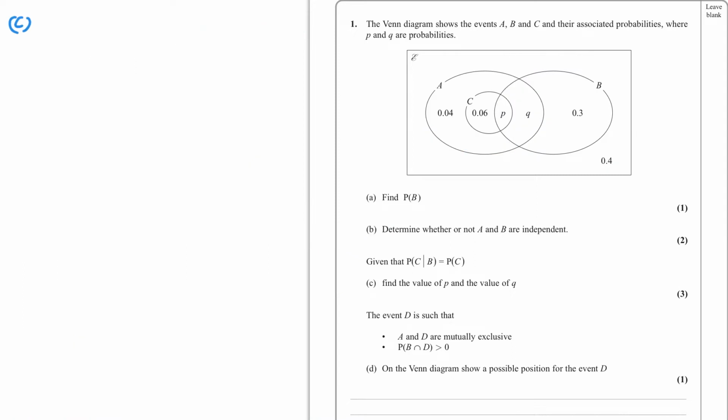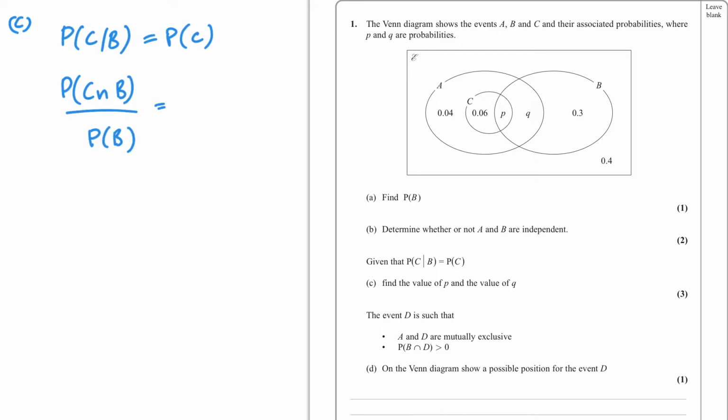Okay. Now, part C, we're told that probability of C given B is equal to the probability of C. And this is equal to the probability of C intersection B over the probability of B. Now, C intersection B is where C and B obviously intersect here, which is just P. Probability of B we know is 0.5 from the first part, and probability of C we can see, and I'll just put that up now, is this full circle here. So 0.06 plus P.